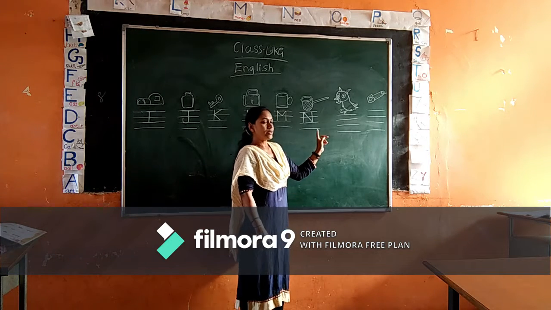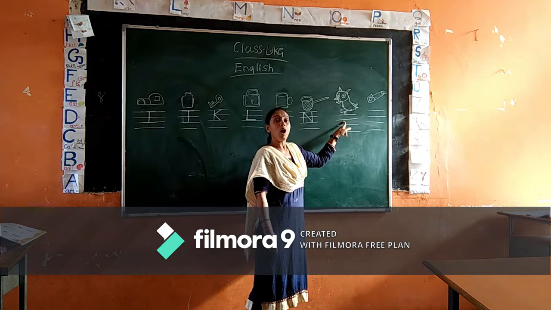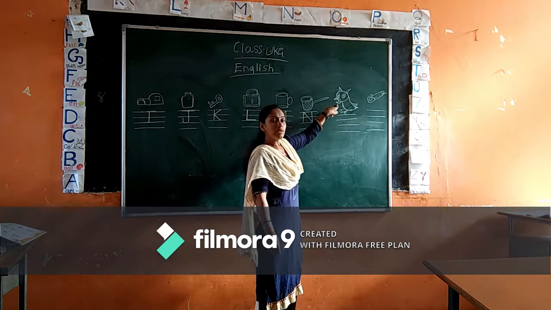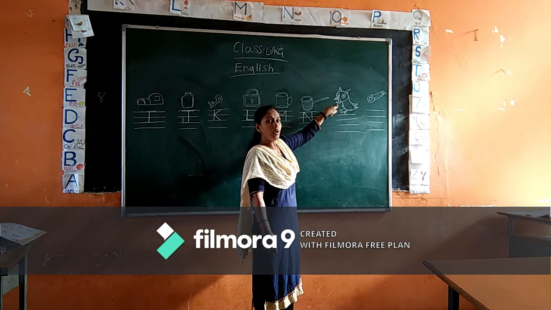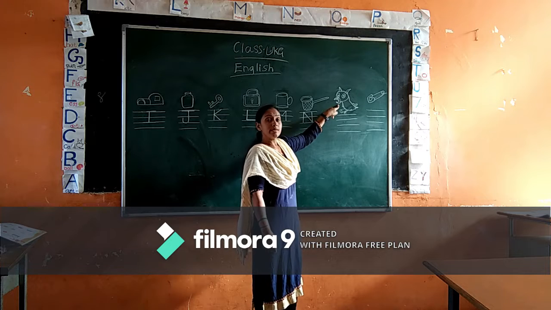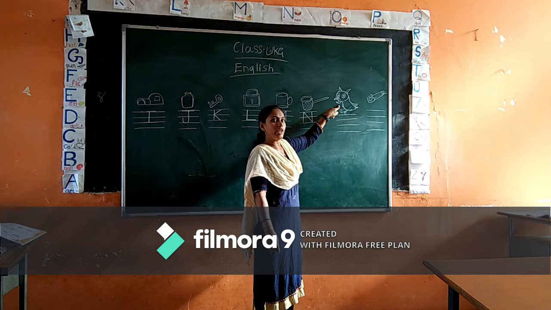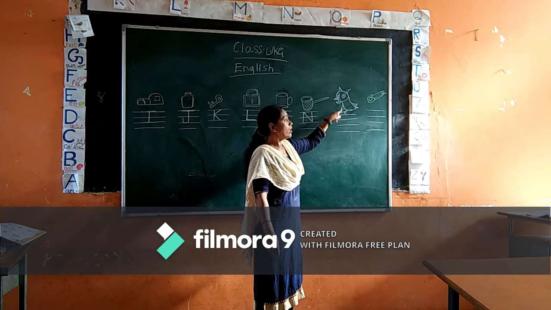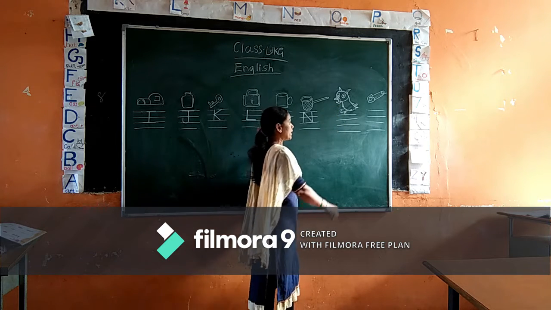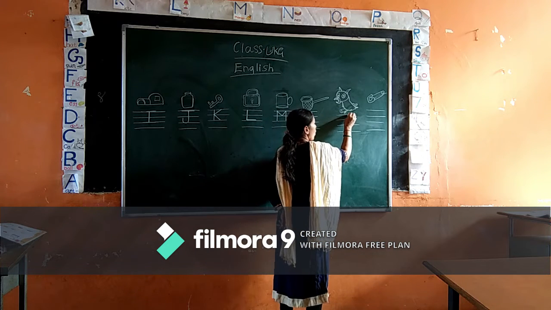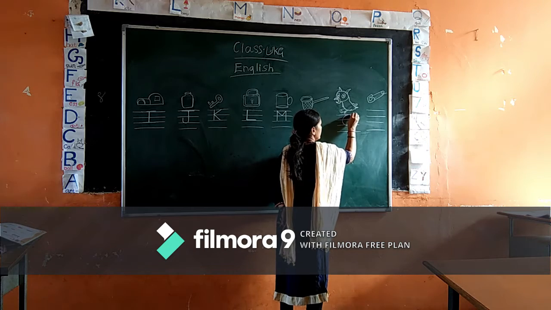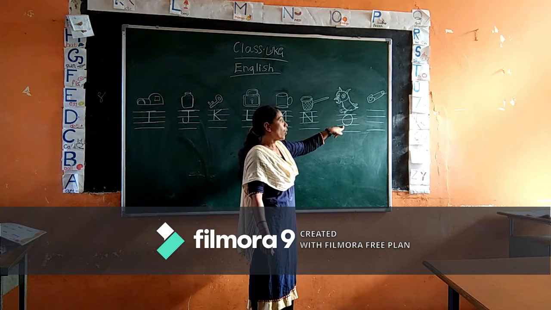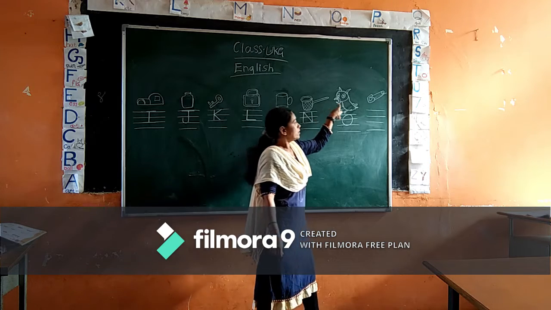Okay children. Next is O for owl. O for owl. When we say this owl, we can see it at night time only. Okay, this we call an owl. O for owl. Let's write the beginning letter of the word. O. This is capital O. We can call this O for owl.